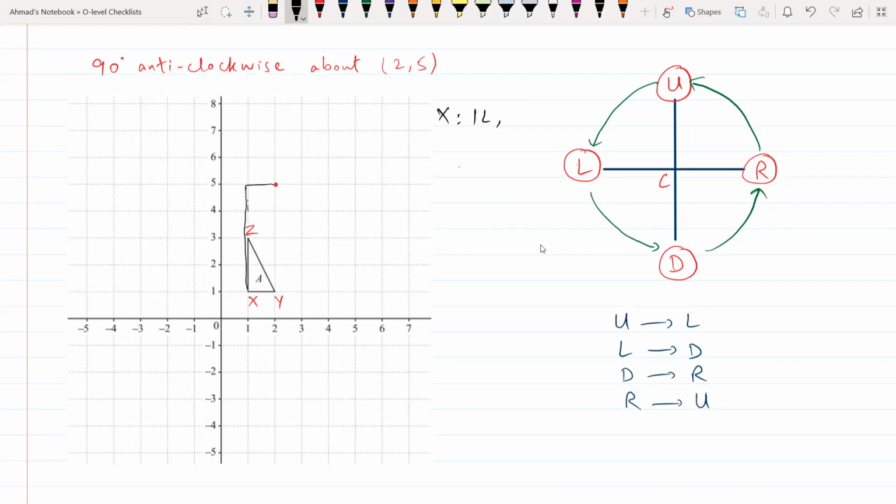One left and then 4 down. That's how we reach this point X. Okay, one left and 4 down.